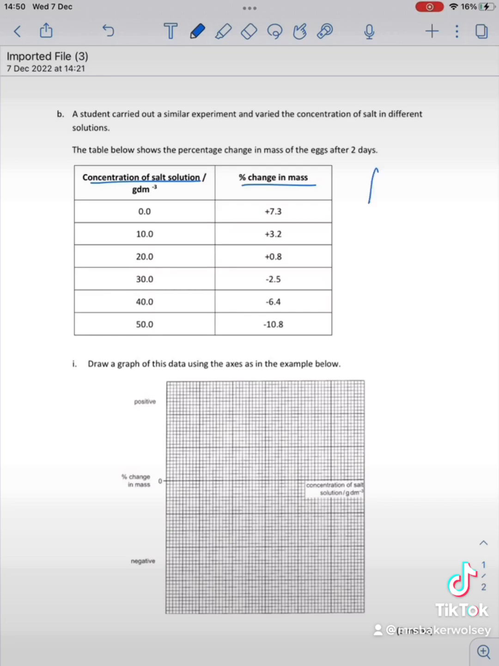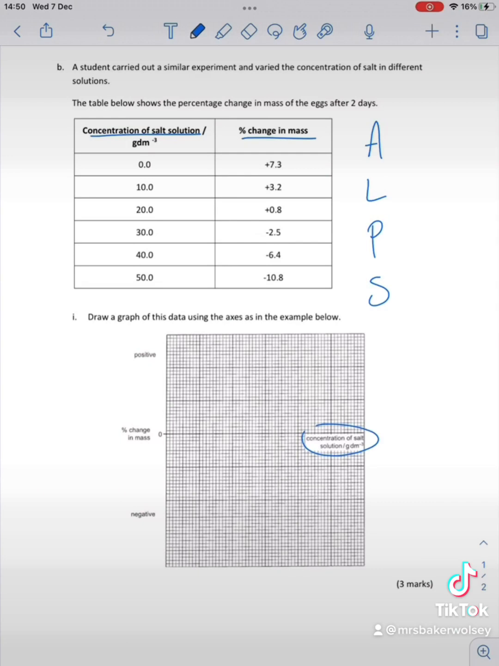Remember, all graphs are marked using the ALPS system. Have a look at my profile as I've made another video on that. You're asked to draw a graph in the space provided. They've already written in axes labels, which is why there are only 3 marks available for this particular question.